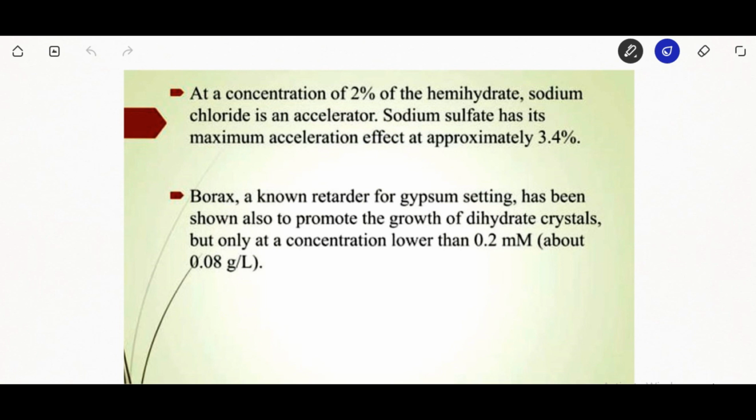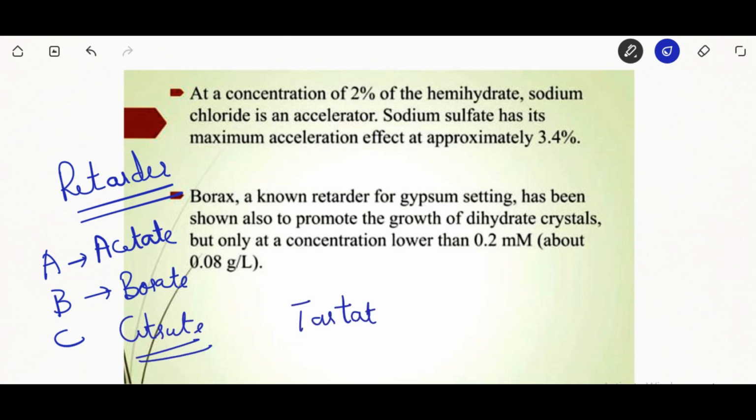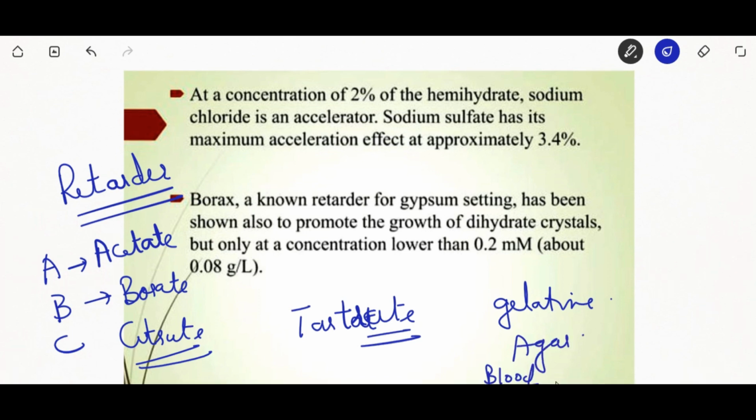Whereas examples of retarders can be borax, acetate, citrate, like ABC: acetate, borate, citrate, tartrate, and salts like ferric sulfate, chromic sulfate, aluminium sulfate. Colloids such as gelatin, agar, and coagulated blood are effective retarders.